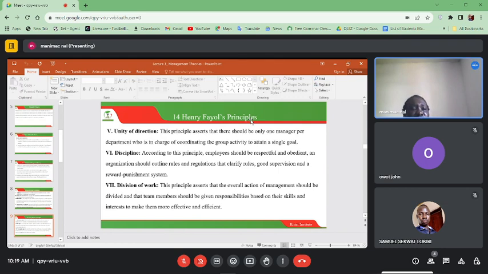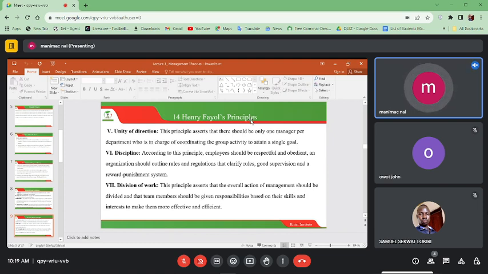Furthermore, we also have another principle that looks at discipline. According to Henry Fayol, this principle focuses on employees being respectful and obedient to one another. The organization should also outline the rules and regulations that clarify the rules and the good supervision, as well as the reward and punishment system in a working environment.